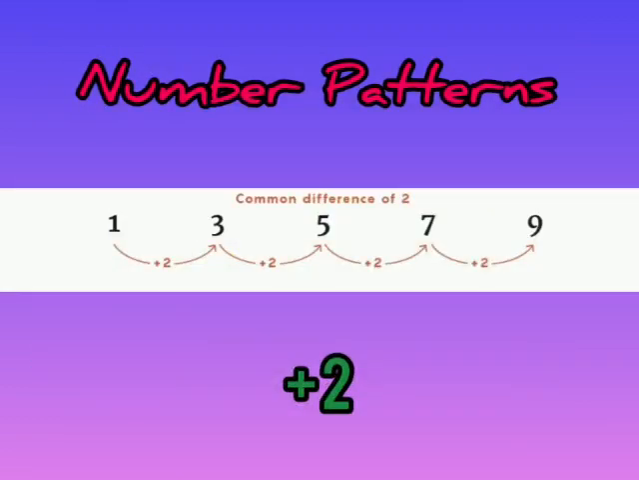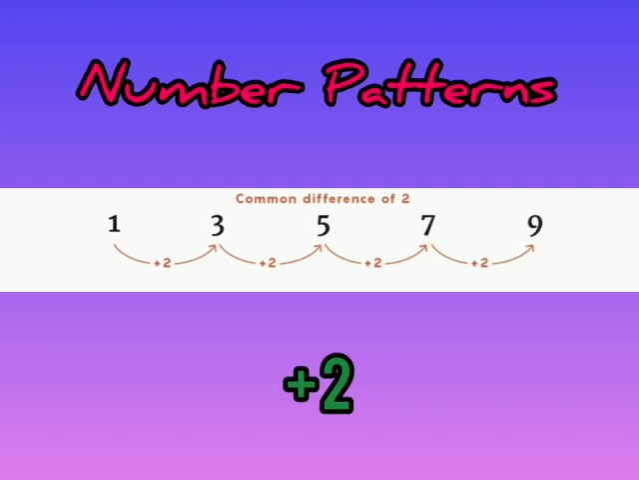Now students, here we observe that by adding 2, we are getting the next number. That is, if I add 2 to 1, I get 3. And then again by adding 2 to 3, I get 5. Similarly, I get 7 and 9. So my pattern goes on.